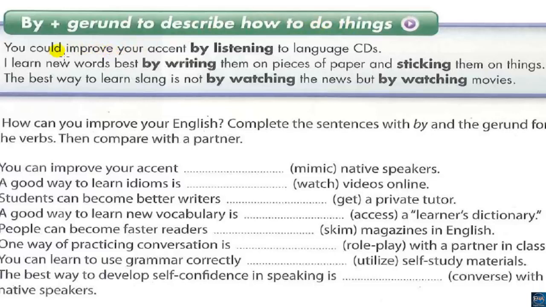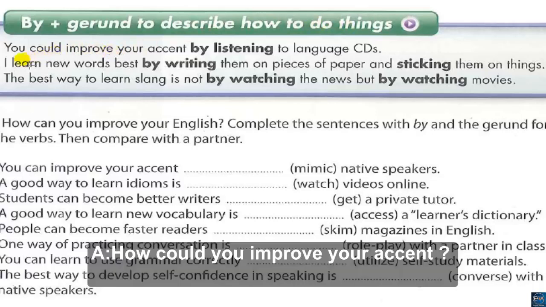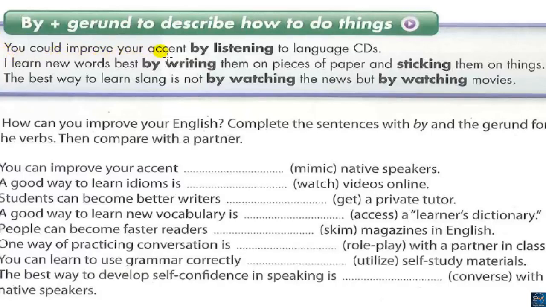Example. If I ask you, how could you improve your accent? A and B. A, how could you improve your accent? B, you could improve your accent by listening to language CDs. By plus verb plus ing, by listening.